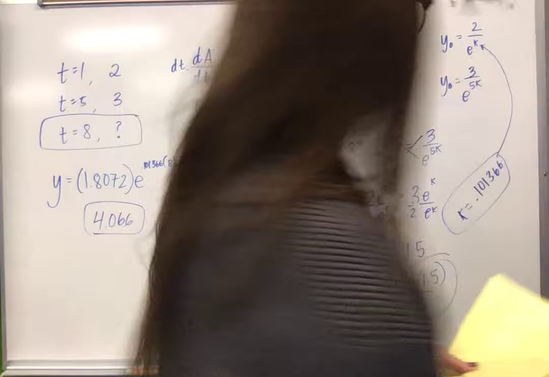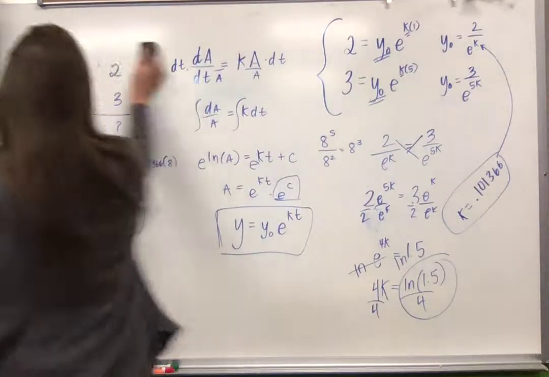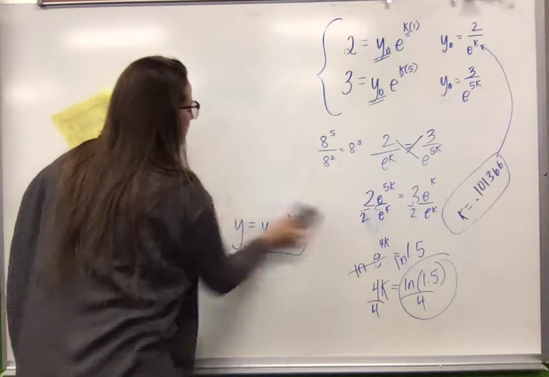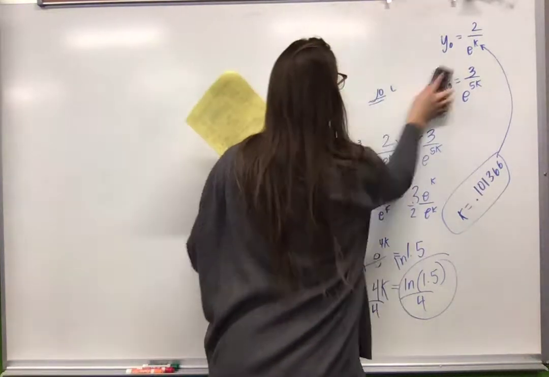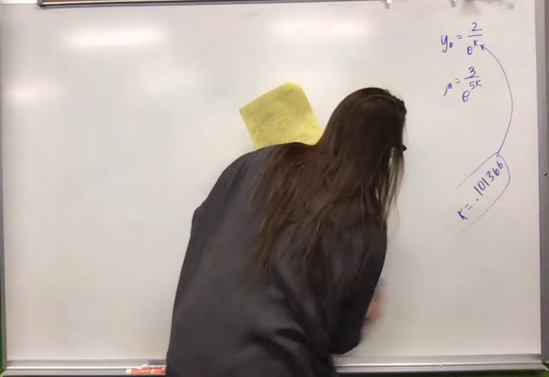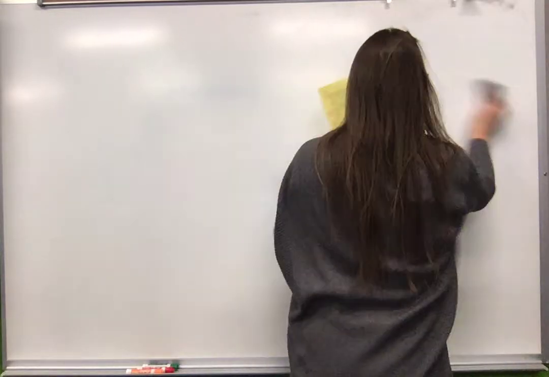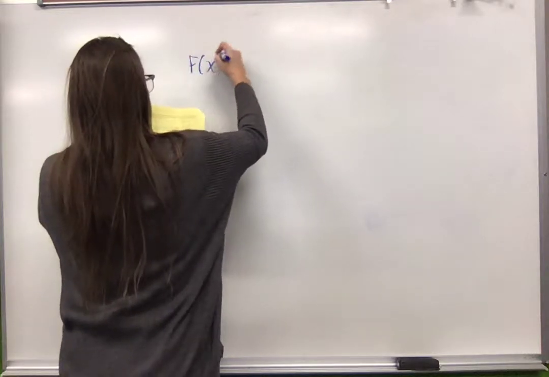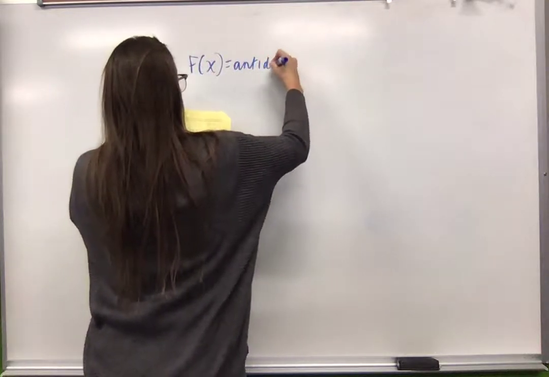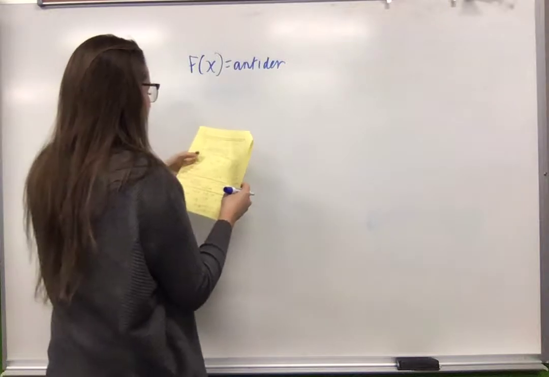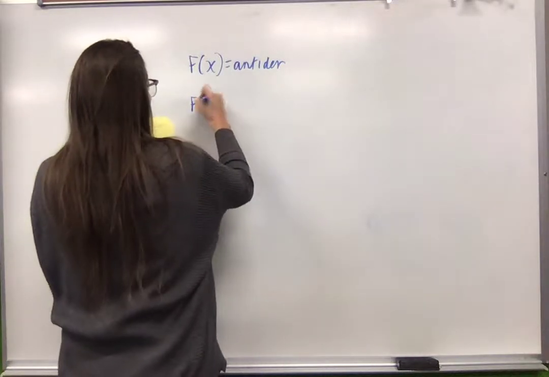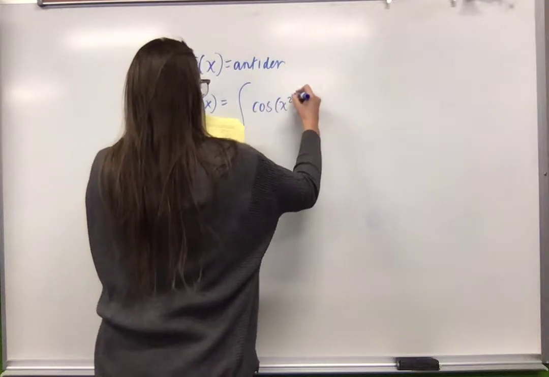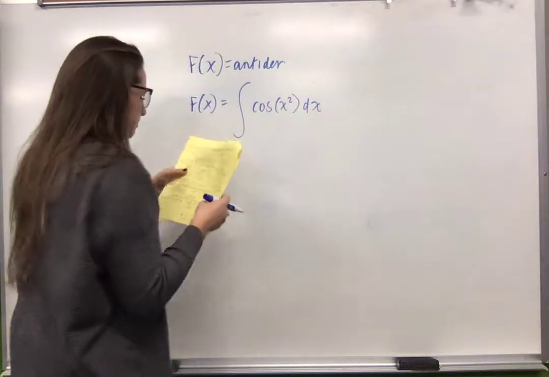Okay, let's do number 5. Actually, it was a little mean of me to put on there because you can't actually solve it by hand. But I want to talk about the calculator, so it'll be good. What it tells you is, let f of x be an antiderivative. So f of x is the antiderivative of cosine of x squared. That means f of x equals the integral of cosine of x squared dx.